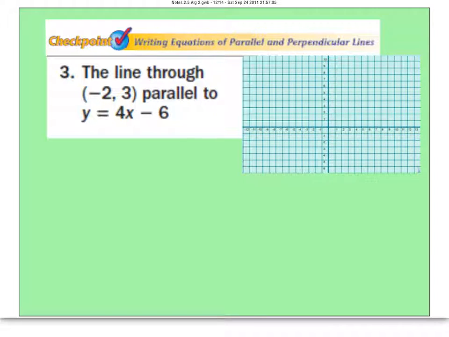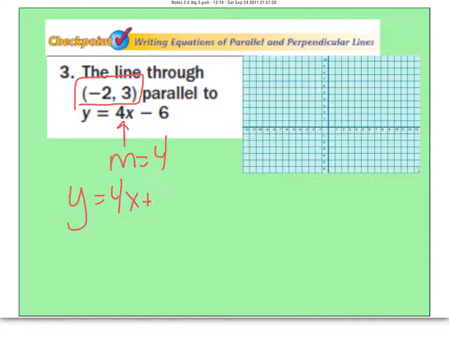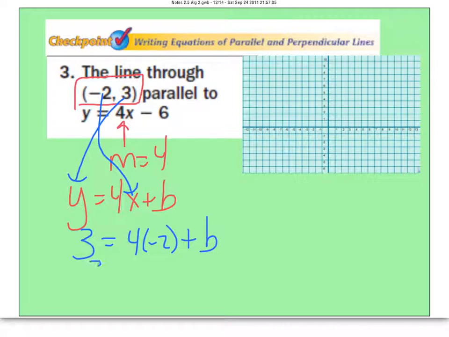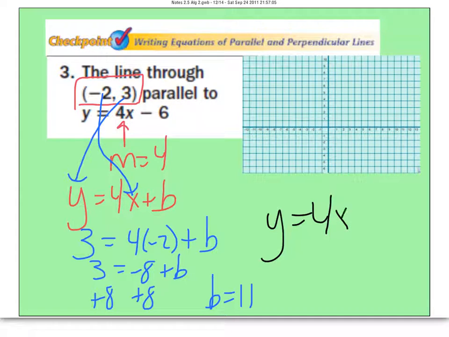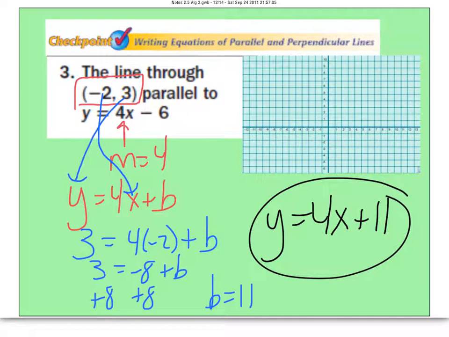If you want another example, let's do this one, just the math. I want a line that goes through this ordered pair and is parallel to this. Therefore, I know my new slope is 4. So I'm going to use y equals 4x plus b. To find b, I'm putting that in for y and that in for x. This is 3 equals -8 plus b. Therefore, b has to be 11. And my equation will be y equals 4x plus 11.